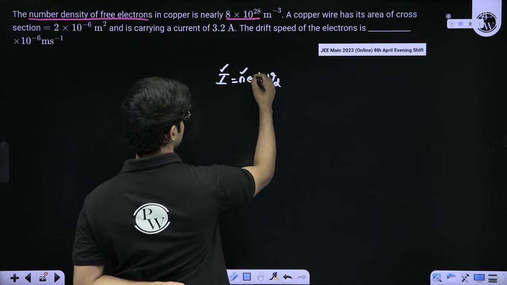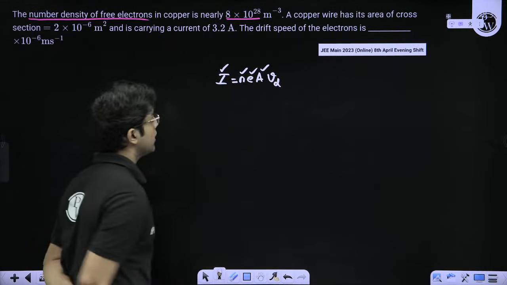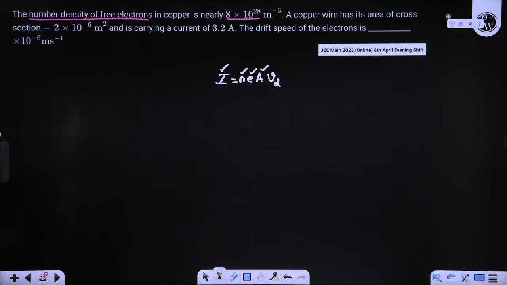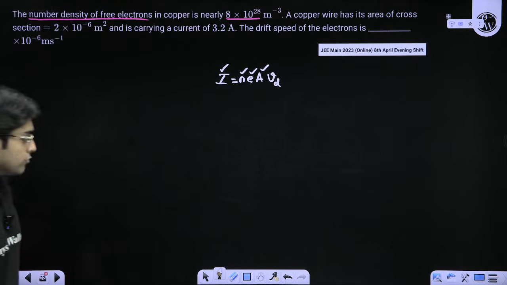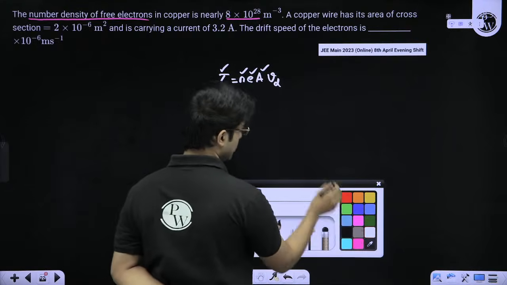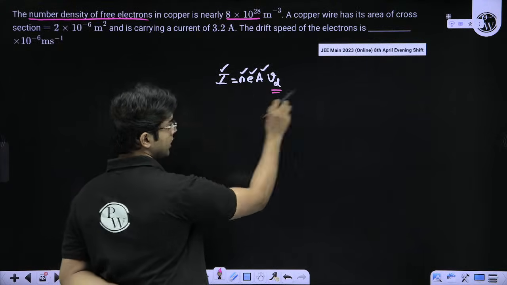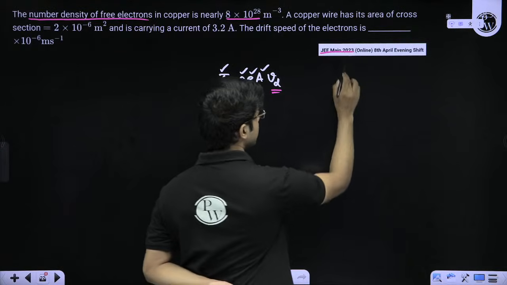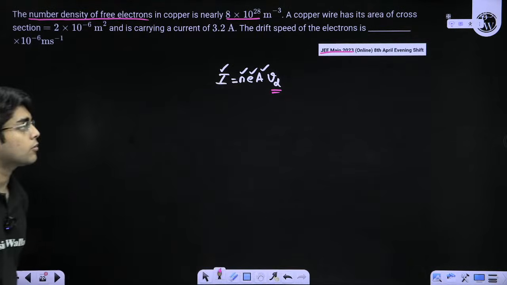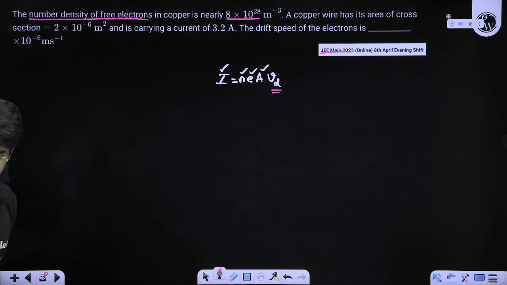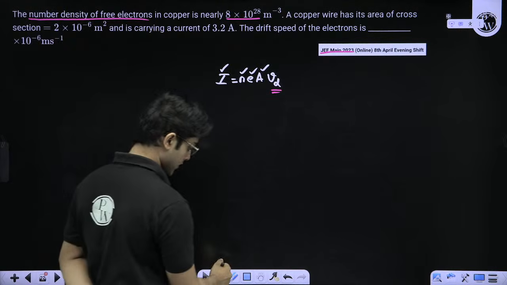I is given, N is given, E is known, area of cross section is also given, but you have to find the drift speed. So it's a very easy question. It's a JEE Mains problem, and these types of problems can appear in board exams also. So you can try this as homework after the lecture.